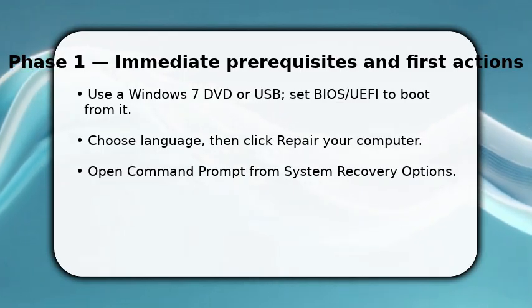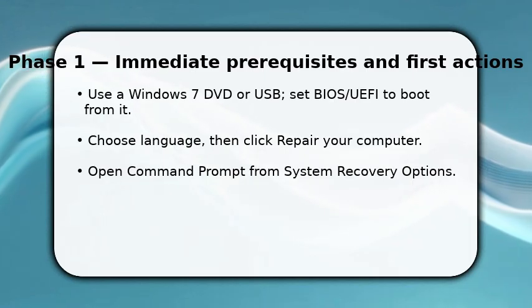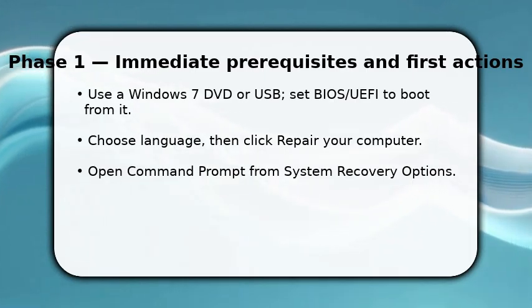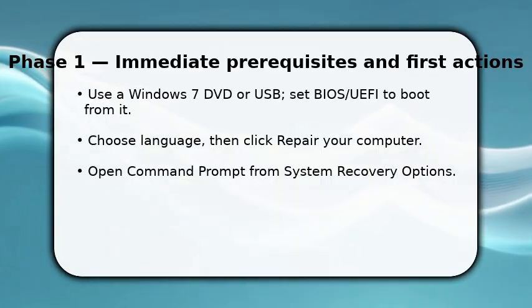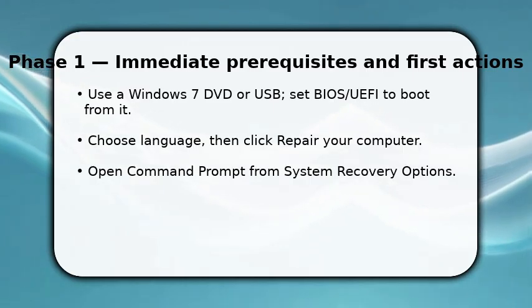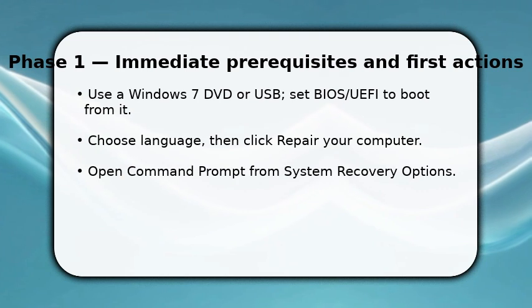When the installer screen appears, choose the correct language and click Repair Your Computer, then select the operating system. Finally, open Command Prompt from System Recovery Options so you can run repairs directly. This gives you access to disk and boot tools without loading Windows.